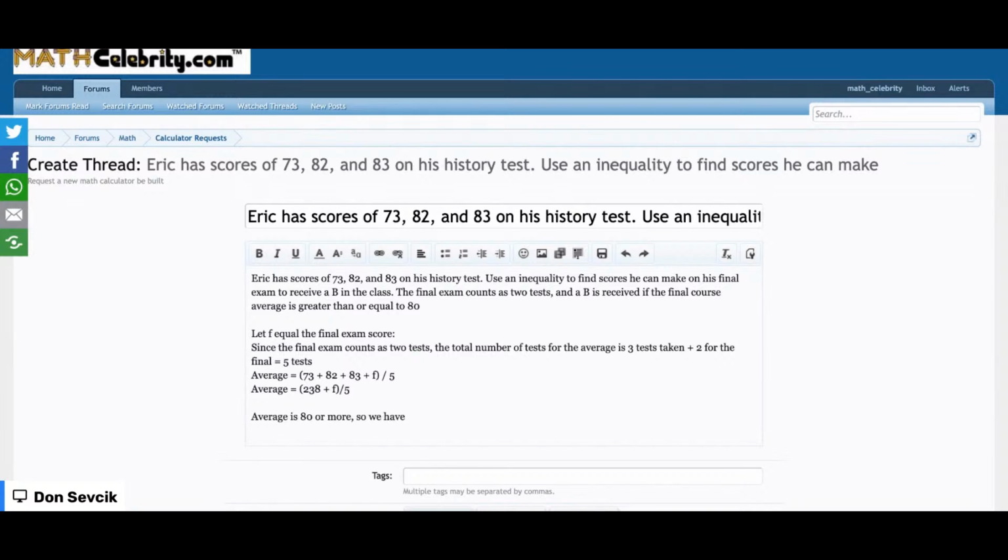So we have, we want this. 238 plus F divided by 5 is greater than or equal to 80. 80 or more means greater than or equal to.